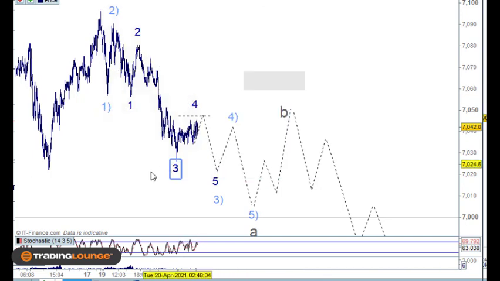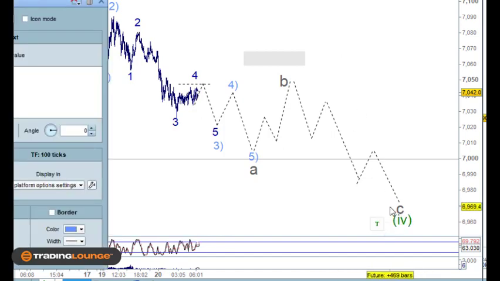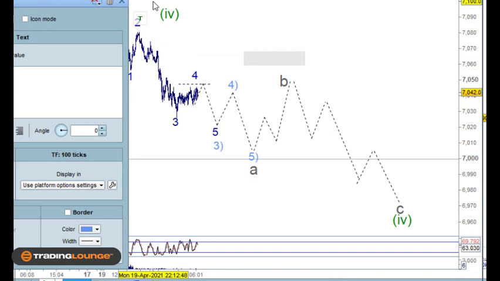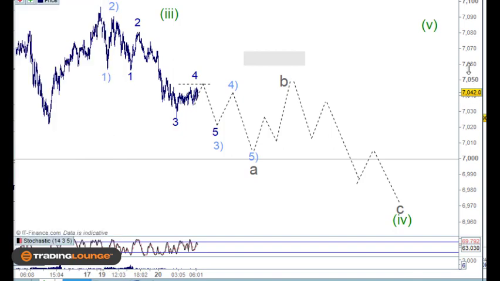So not a time to go long just yet, okay? That's the main point here. We'll be looking at this in wave 4 here, and of course wave 3 up the top, and we'll be going for a wave 5 over here. So that's the bigger picture there.